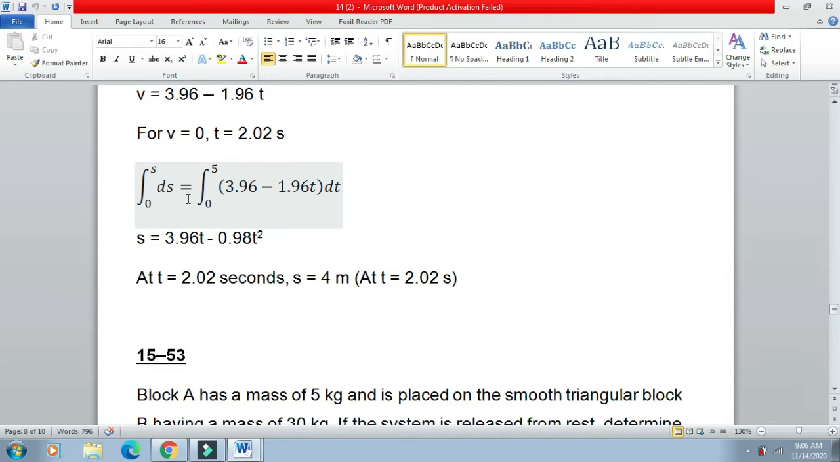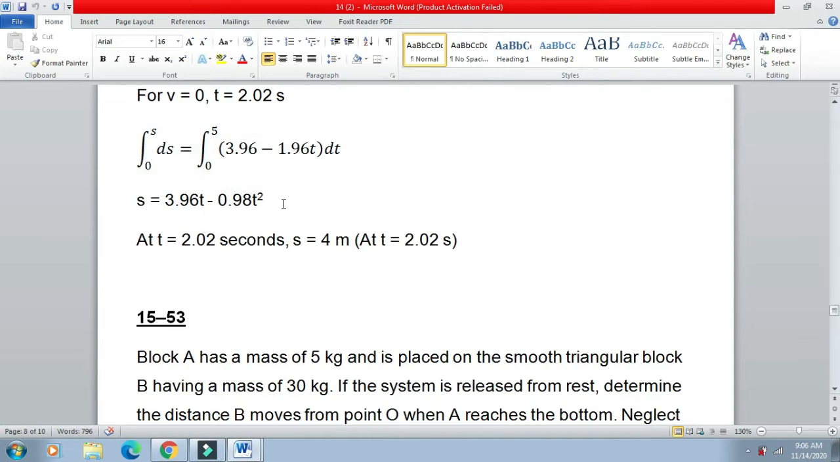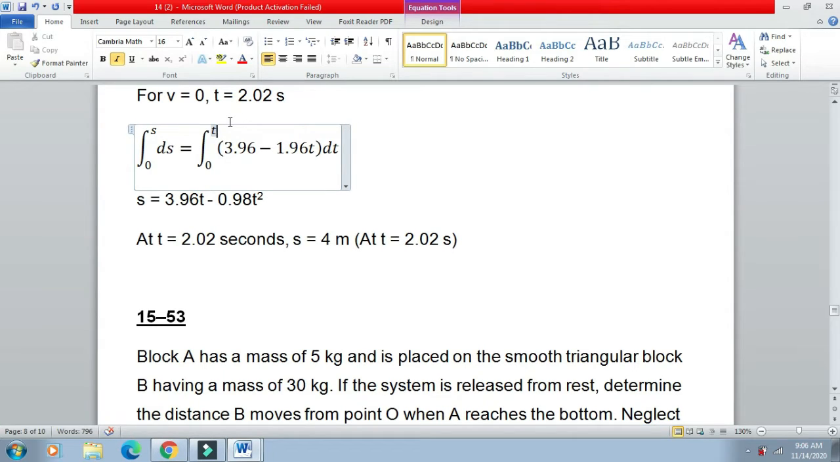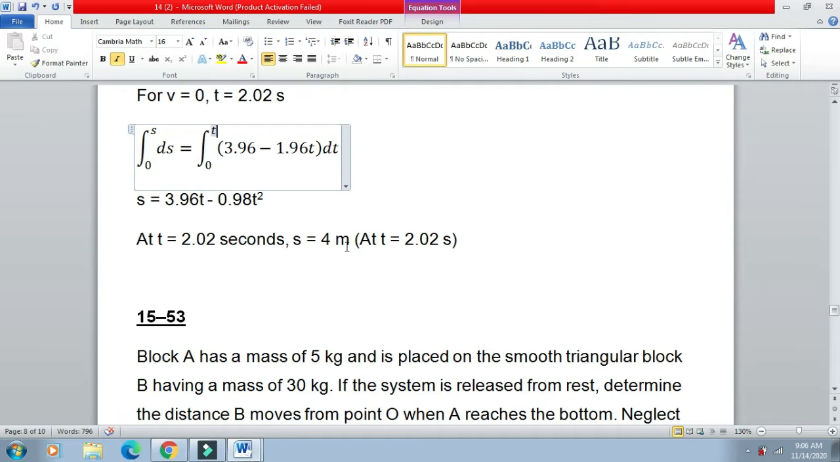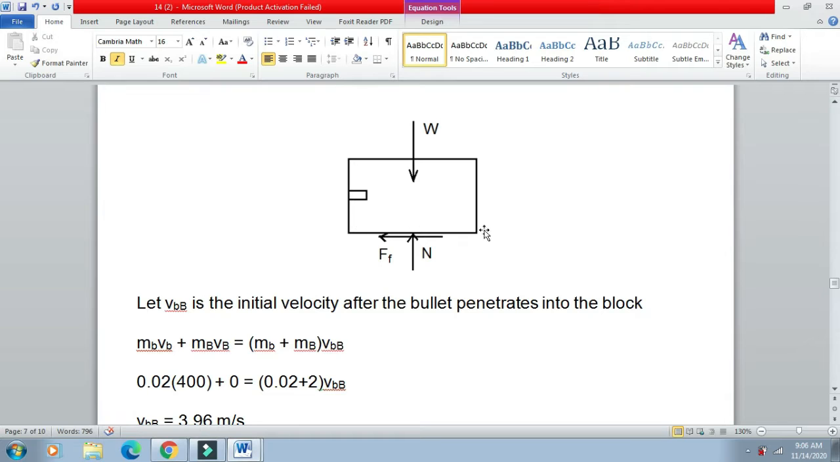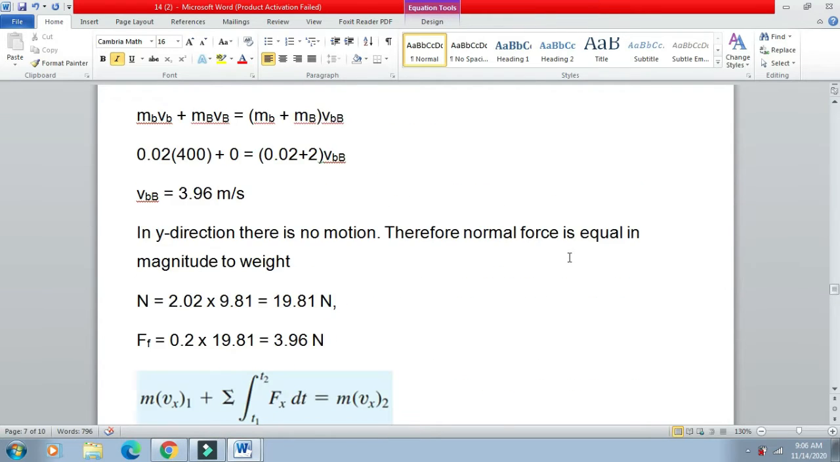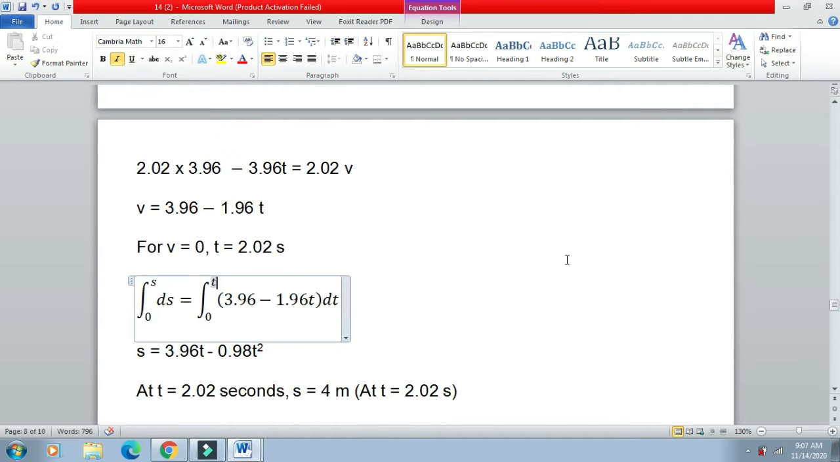So ds is equal to v dt. We have a relation of v. We integrate the distance from 0 to s. Reference position is 0 and time is 0, and finally the position is s, time is t. Now at time equal to 2.02 the block will stop, so we substitute t equal to 2.02. We get distance of about 4 meter. This means after 4 meter the bullet plus block will stop. There will be some initial velocity, but after 4 meters the block will stop.